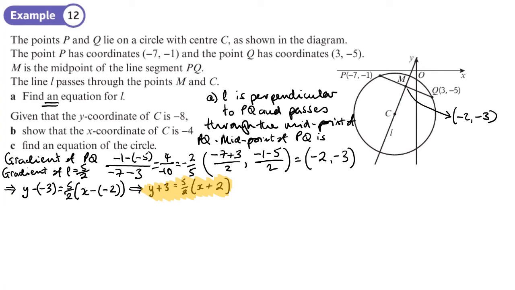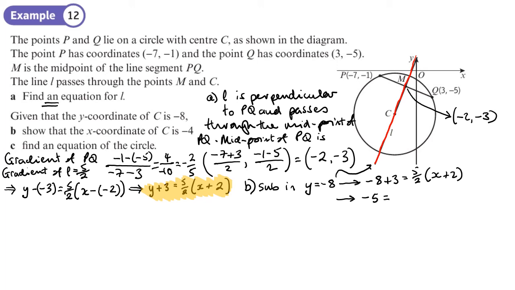My part B says, given that the y coordinate of C is -8, show that the x coordinate of C is -4. Now, we can use the equation of the line, yeah? And all we need to do is to substitute in y equals -8 and see if we get x is 4 or -4. So we just sub in y equals -8 into the equation of this line. So that will give us -8 plus 3 equals 5 over 2 x plus 2. So that gives us -5 equals 5 over 2 x plus 5.